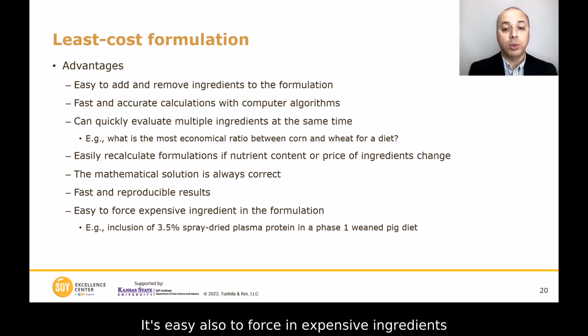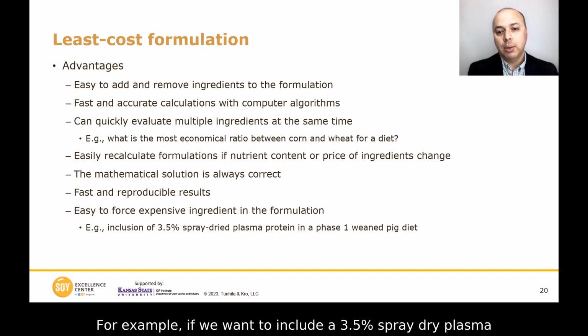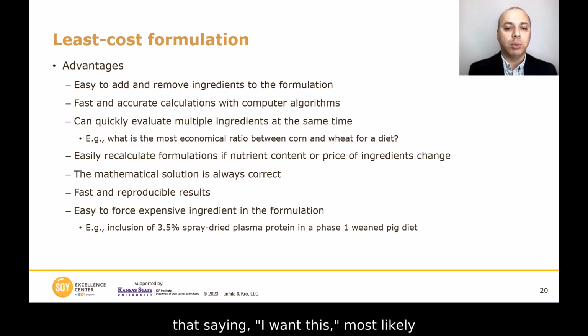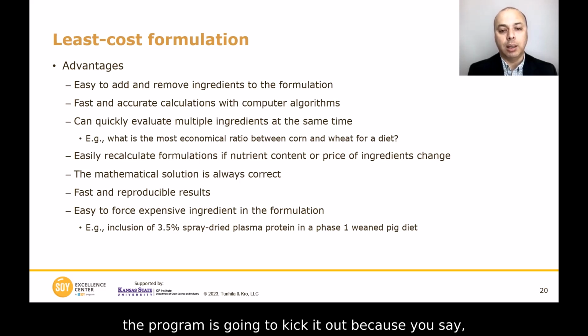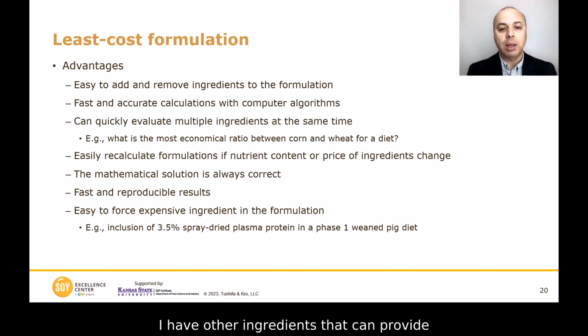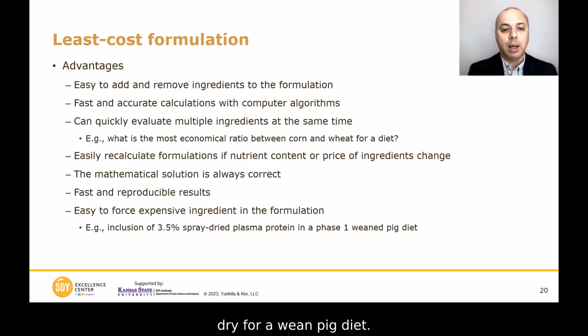It's easy also to force in expensive ingredients that otherwise the program will kick out because they're too expensive. For example, if we want to include 3.5% spray-dried plasma protein in a phase 1 pig diet, if we don't force it by saying I want this, most likely the program is going to kick it out because it's too expensive. I have other ingredients that can provide protein that are cheaper. So again, the computer is not thinking about the benefits of a product like spray-dried plasma for a weaned pig diet.